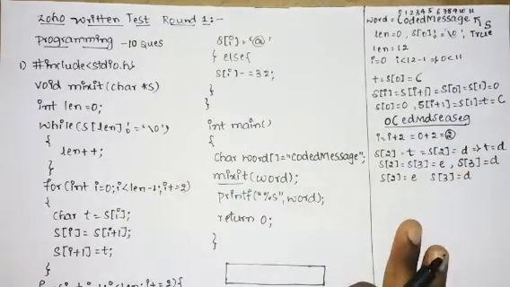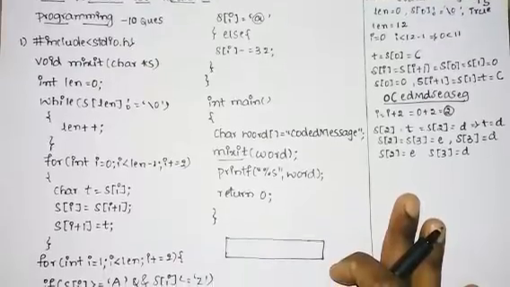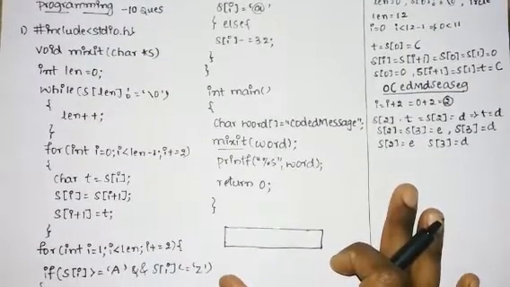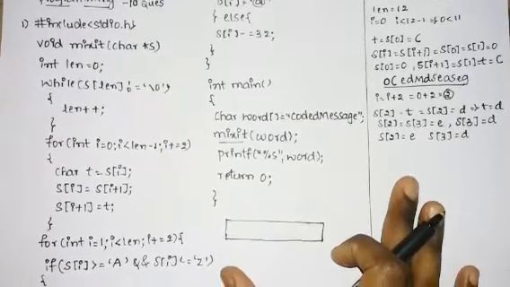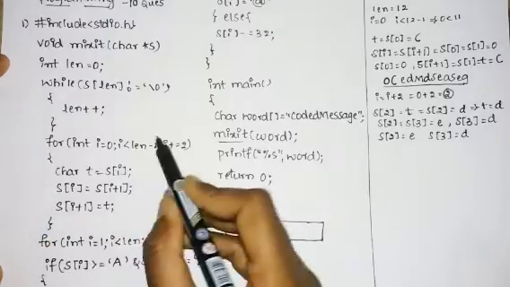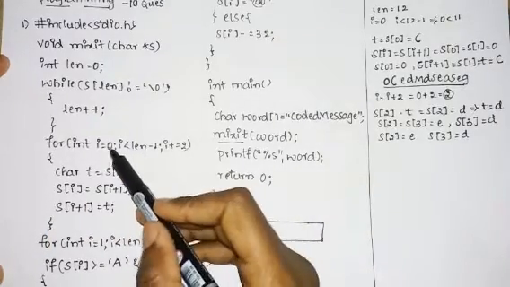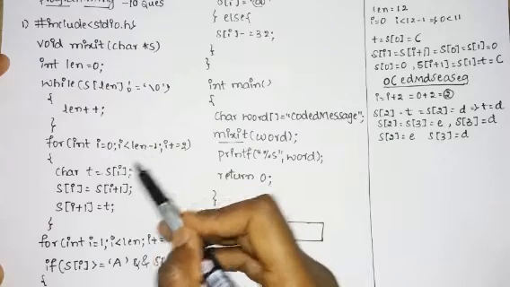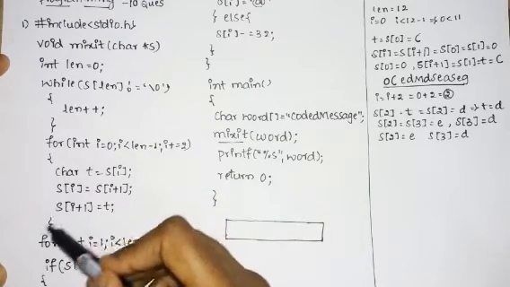Again we have one more for loop. So here once i reaches 11, 11 is less than 11, the condition becomes false. So it comes out of this for loop.